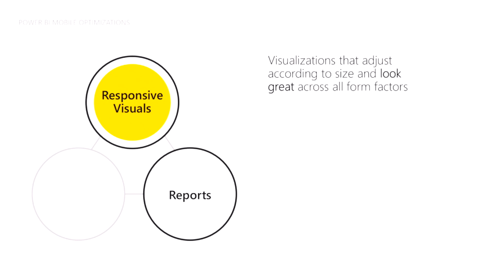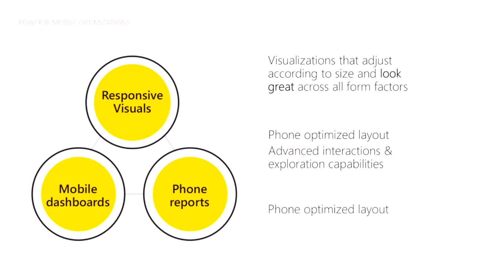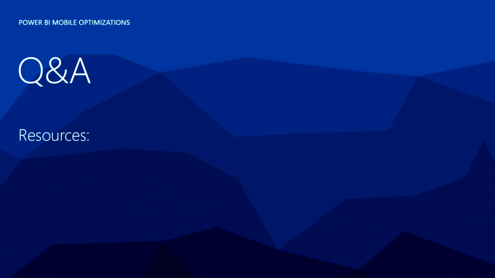But if you want to take it to the next step, do custom layout, add additional capabilities, you can go to phone reports, and then you get more out of your reports. We have dashboards. Dashboards also work great, don't have to do anything. But if you want to, you can go and create a mobile dashboard and control exactly what people see on their devices. So I hope you are as excited as we are with those capabilities and make the most out of them on your devices. Thank you.